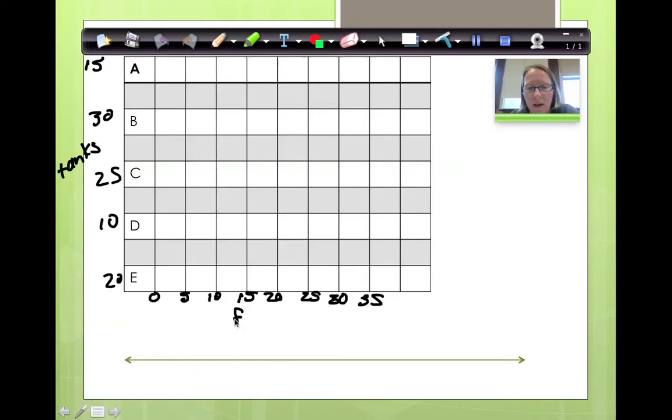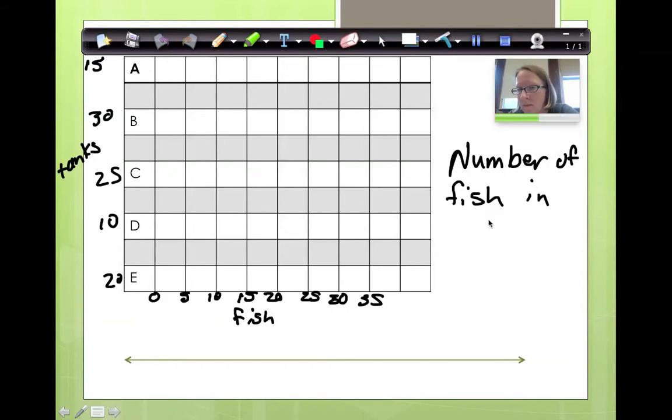Do we have a title? Let's put the title. I can't put my title up at the top because you won't be able to see it. So I'm going to put my title over here. You go ahead and put it up on top. So these are number of fish in Sal's pet store.